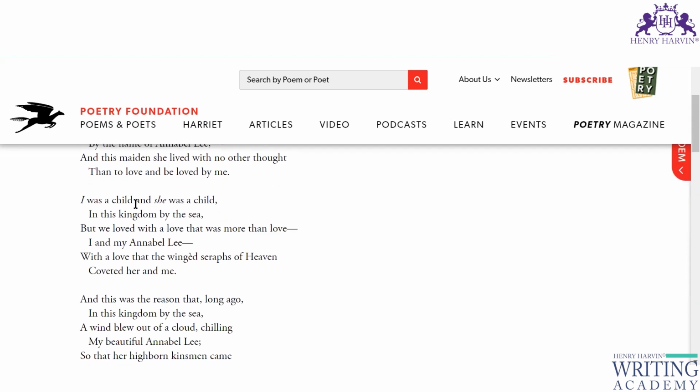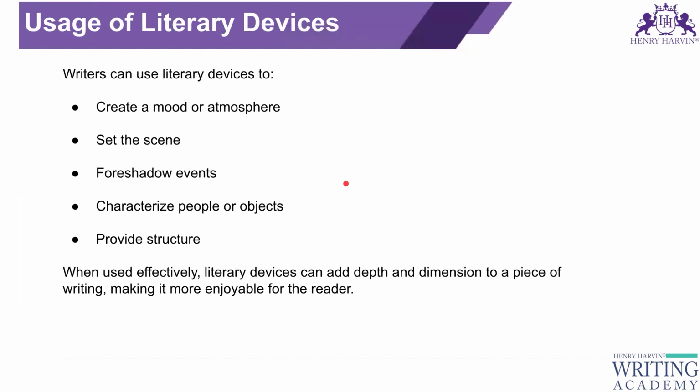And now he's starting with, I was a child and she was a child in this kingdom by the sea. That means now he's saying that since we were kids, we were in love with each other. But we loved with a love that was more than love, I and my Annabel Lee, with a love that the winged seraphs of heaven coveted her and me. So the story of our love even touched the doors of heaven, and they looked upon the love that we had for each other. This is what the poet is trying to say here. So that is your structure.